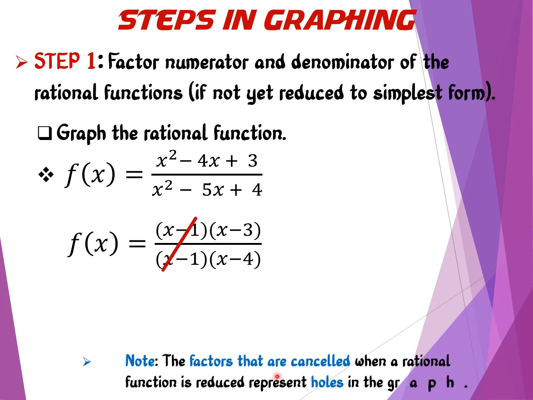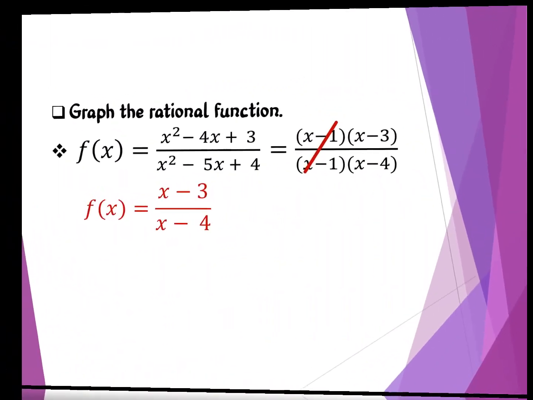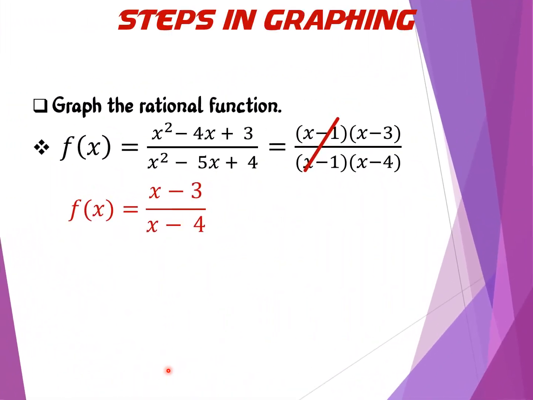And take note that the factors that are being cancelled in a rational function, when it is reduced, represent the holes in the graph. Okay, so after simplifying this one, we can now have the reduced function, which is y is equal to x minus 3 over x minus 4. So this is now our reduced function.